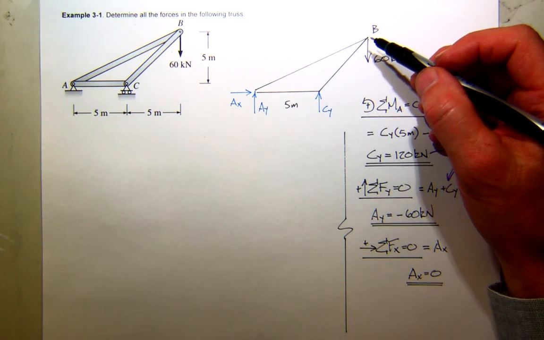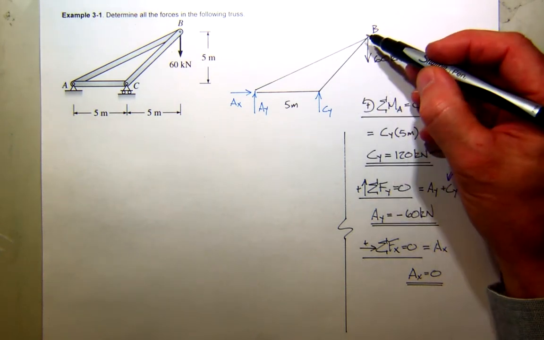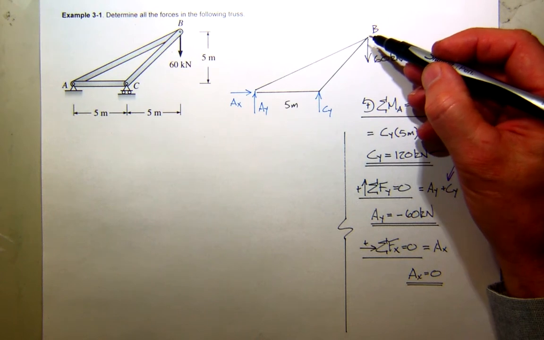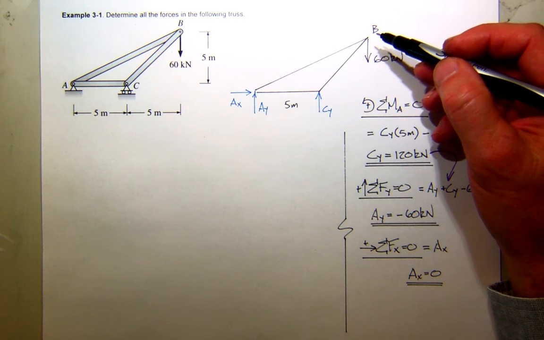Think about it. If I use my traditional X and Y system, this force has X and Y components, and this force has X and Y components. So you'll have two equations in two unknowns. You can solve that, but that's going to cost you some time, right?